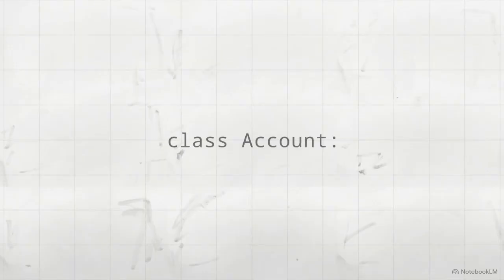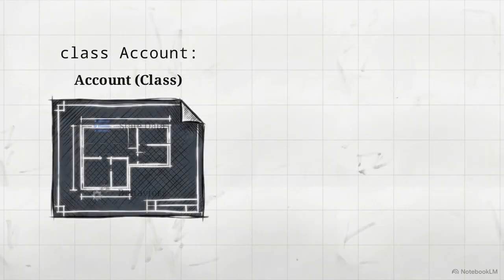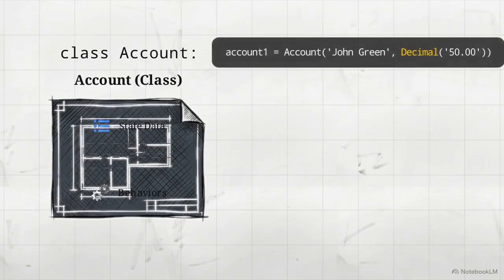Every custom type begins with the class header. Class Account establishes the starting point for our new data type. Crucially, this definition holds absolutely no user data. It exists entirely as a structural guide, outlining the shape of future accounts.